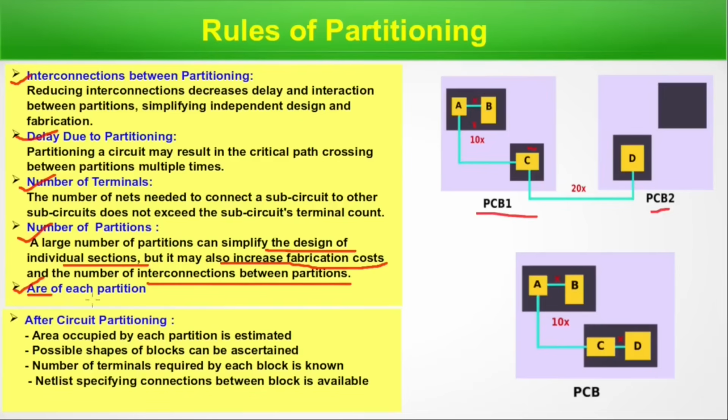Now, what happens after circuit partitioning, or what do we get after circuit partitioning? Area occupied by each partition is estimated. Now, possible shapes of blocks can be ascertained. Number of terminals required by each block is also known, and the netlist specifying connections between blocks is available. So these things we have, and from there we will move to floor planning. So we are done with this slide. We will move to the next slide.